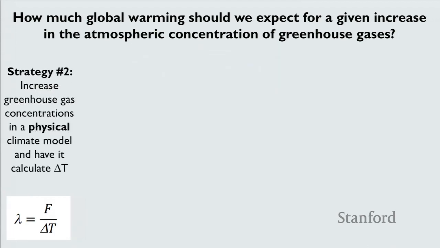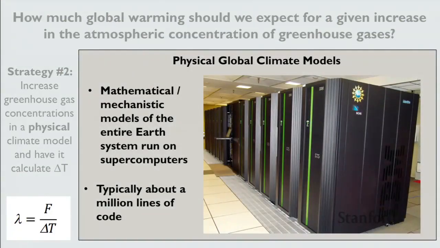But the other main way that I will focus on for the rest of this talk, strategy two, is to increase greenhouse gas concentrations in a physical, mathematical climate model and have it calculate, based on our best physical understanding of the climate system, how much warming we should get. So just some background on these physical global climate models.